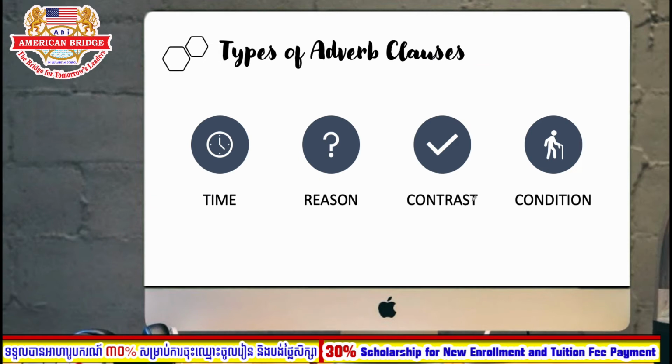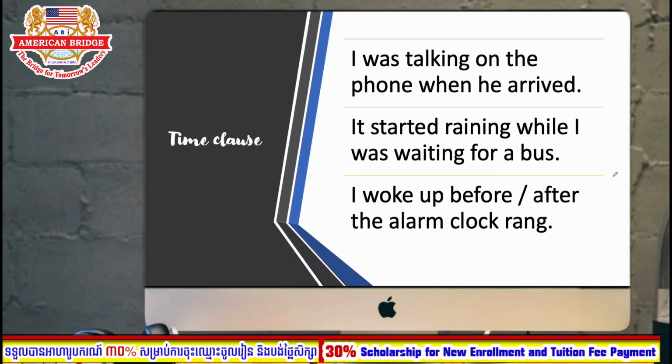Okay, so let's look at the types of adverb clause. There are generally a lot, but I break it down to the four main types of adverb clause that you should be familiar with. First of all, the time clause, the clause of reason, the clause of contrast, and the clause of condition, which is the conditional sentences that we have studied so far. So let's look at the time clause first. Here I have three examples. For the first example: I was talking on the phone when he arrived.